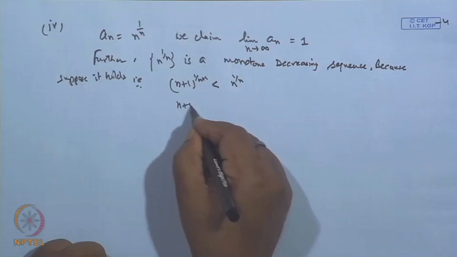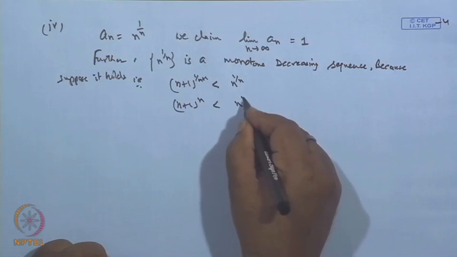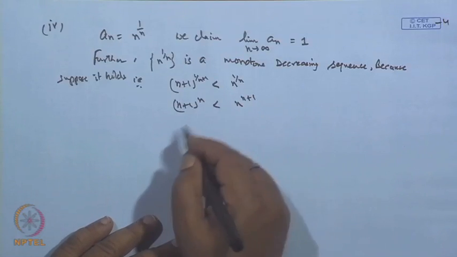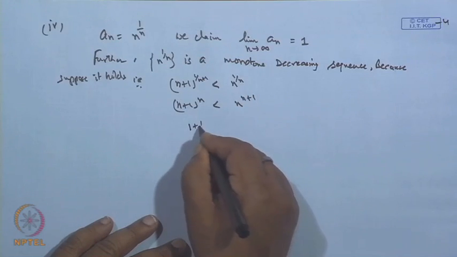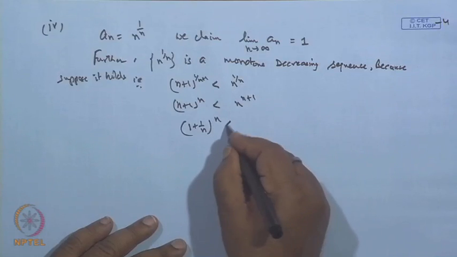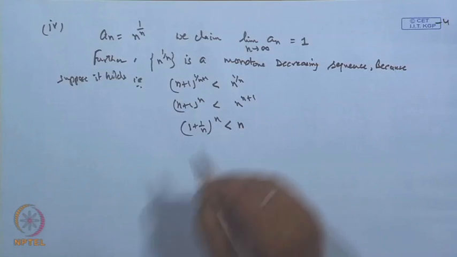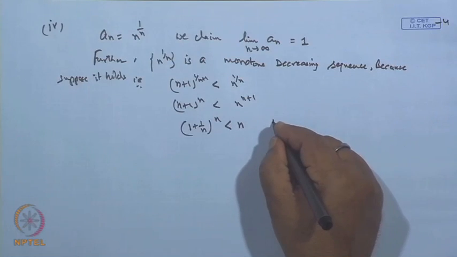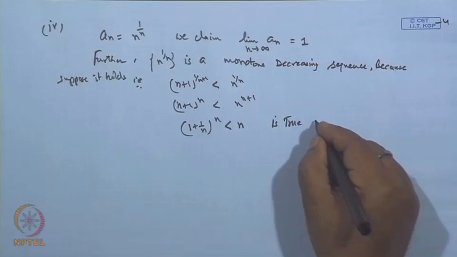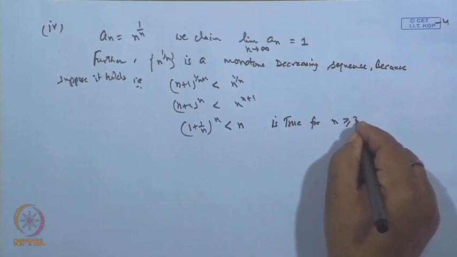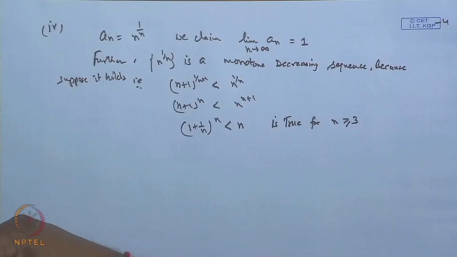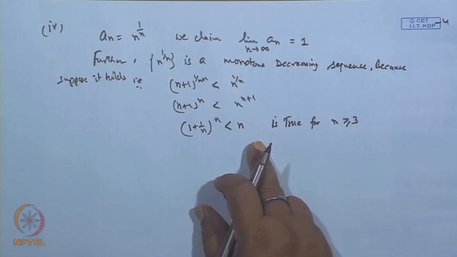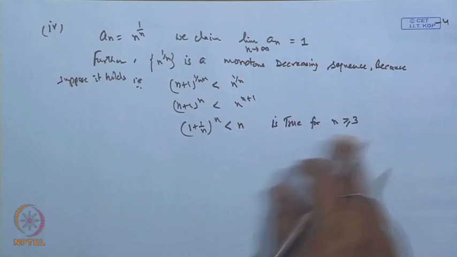So, what we get is n plus 1 to the power n is less than n to the power n plus 1. Okay. Now, when you divide by n, we get 1 plus 1 by n to the power n is less than n. Now, this is true for n greater than or equal to 3. For n equal to 1 and 2 it will not be true, but when n is greater than or equal to 3 it holds.